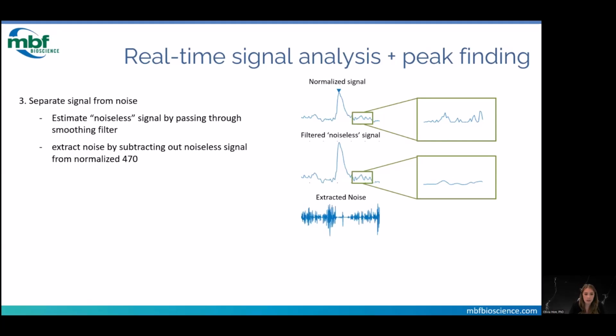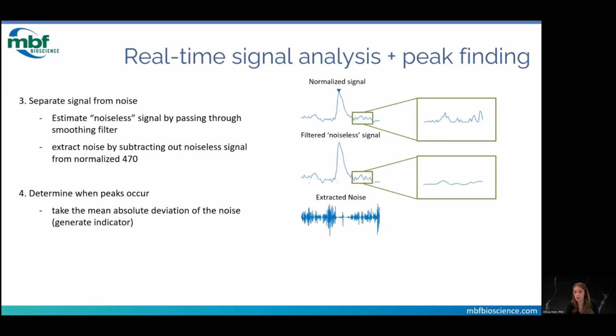And so what we noticed was that during the rising edge of a peak, and really the falling edge as well, you get this really big change in the noise, where it goes from being quite large to a lot smaller. And so what we figured out is that you can actually identify when peaks are occurring by just looking at the mean absolute deviation of the noise. And so what we do is we take the MAD of the noise over the same rolling window that you're using for all of your other analysis, and we generate what we call an indicator value.